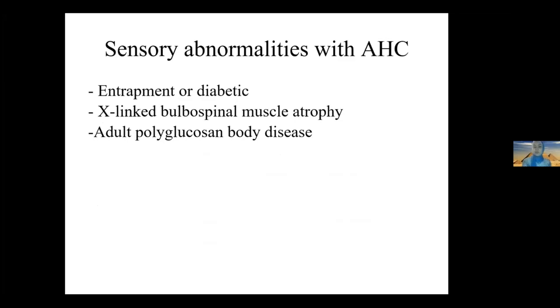And you would find that there is a small sensory amplitude from the 5th digit. But because of the marked wasting, remember, there's very commonly an ulnar nerve entrapment across the elbow. And other causes are the X-linked bulbospinal muscle atrophy, Kennedy disease, and adult polyglucosan body disease.